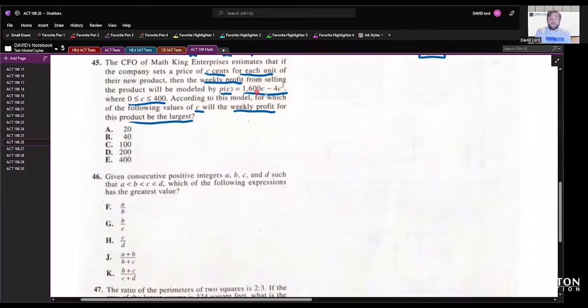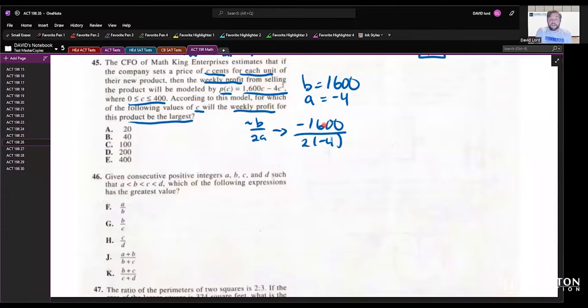So we could graph this equation on our graphing calculator, but since I recognize it as a quadratic, I can use the vertex formula to quickly get the vertex. So the vertex of a quadratic is using negative b over 2a. And so in this case, b is equal to 1600 since it's attached to the linear term, and a is -4 because it's attached to the quadratic term. So let's plug it in. -1600 divided by 2 times -4. 1600 divided by 8 is going to give me 200.